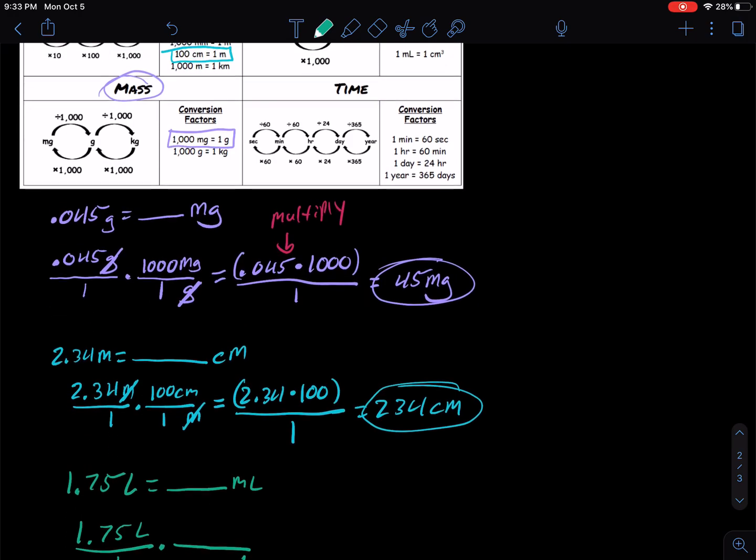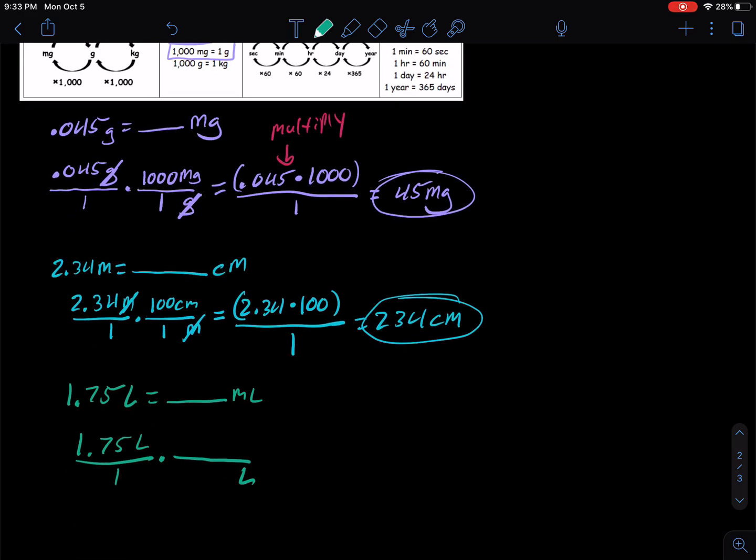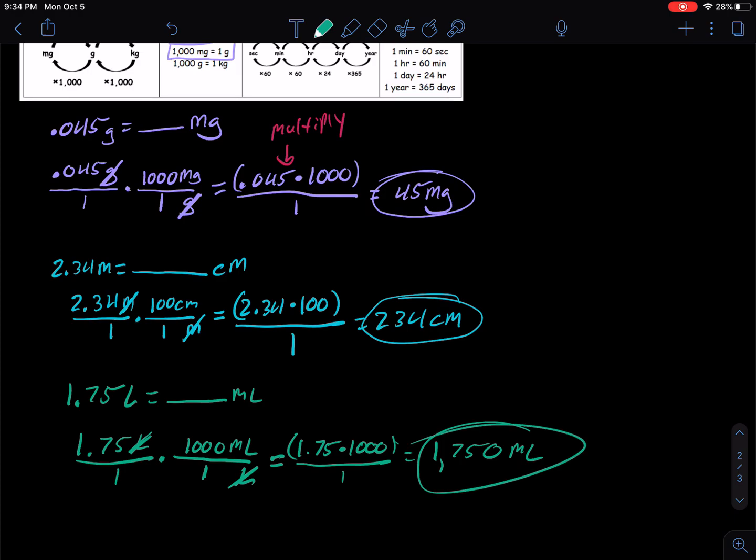When we look at the unit conversion factors, you see that again, liters equals milliliters. 1 liter equals 1,000 milliliters. The liters cancel, and that equals 1.75 times 1,000 all over 1 equals 1,750 milliliters. And there's our final answer.